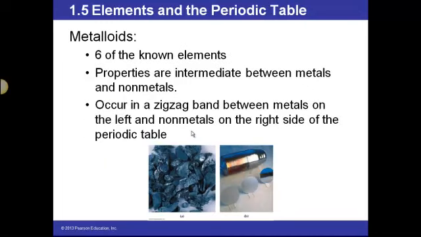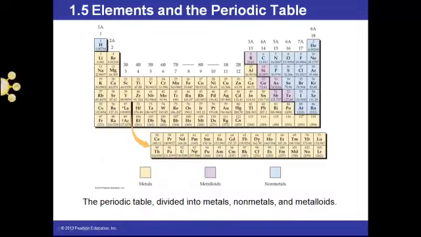The metalloids, again, there's only 6 of the known elements that are metalloids, but again, silicon is going to be one of the major compounds in the Earth's crust, and they have properties, again, that are intermediate between the metals and the nonmetals. They're going to occur in that zigzag band between the metals on the left and the nonmetals on the right side of the periodic table. So again, if we go back and just take a look at our periodic table, these pink elements are going to all be the metals. The metalloids shown here in purple, and the nonmetals shown in blue in this region.